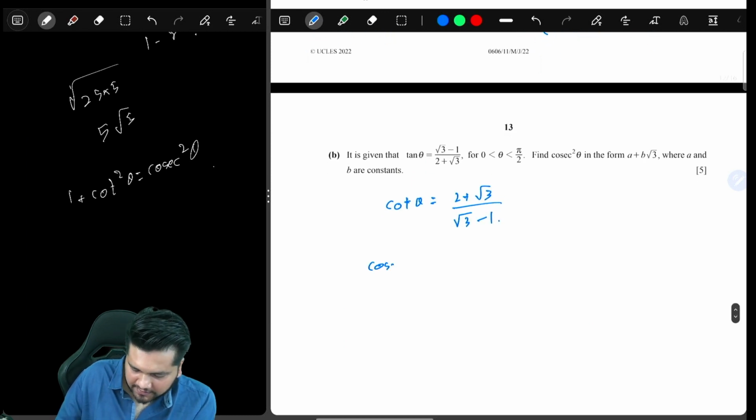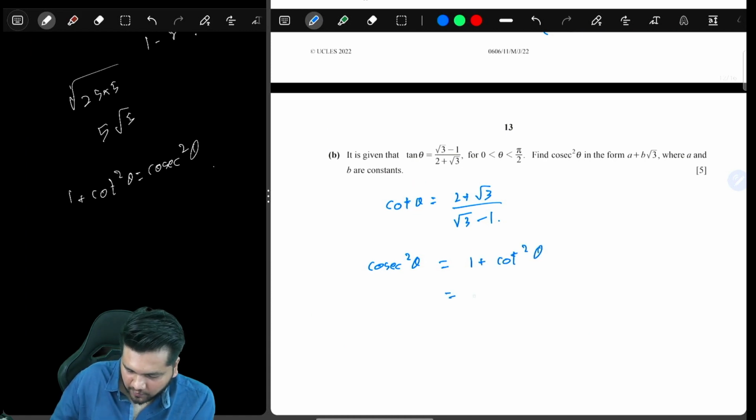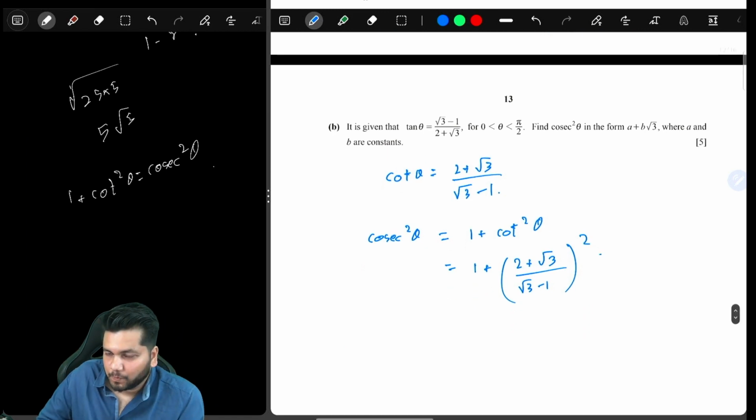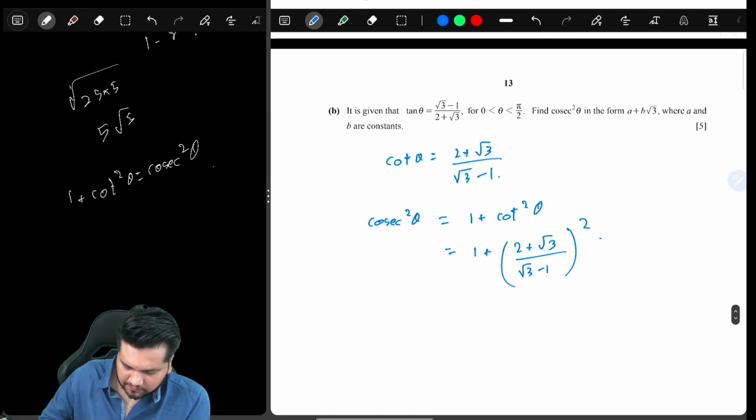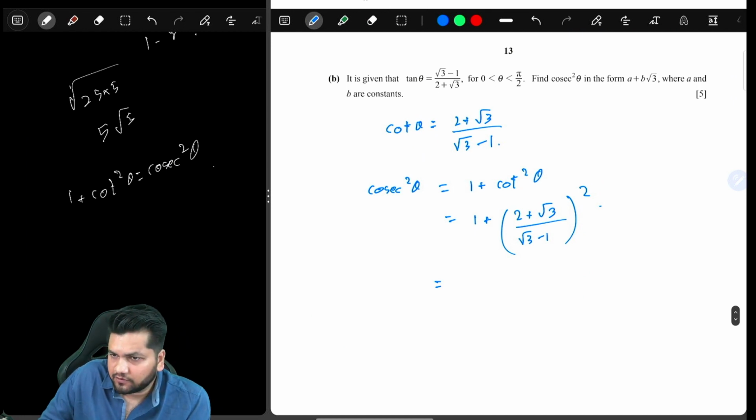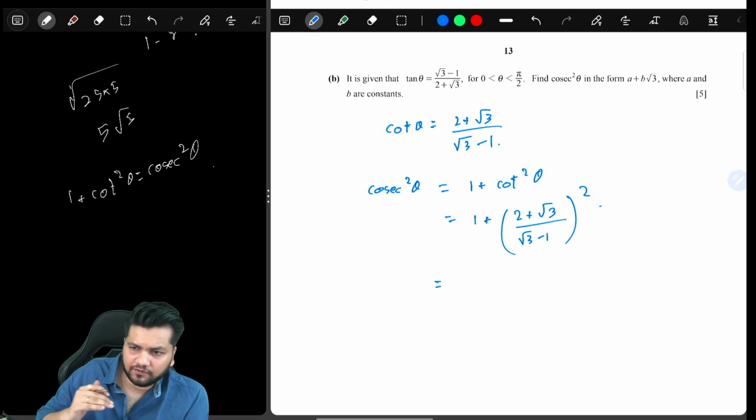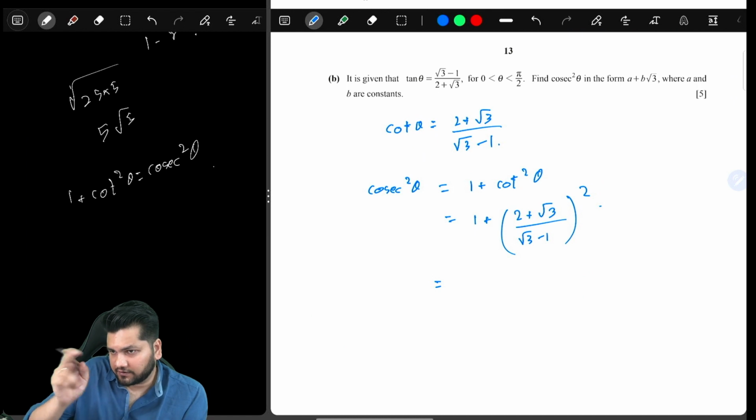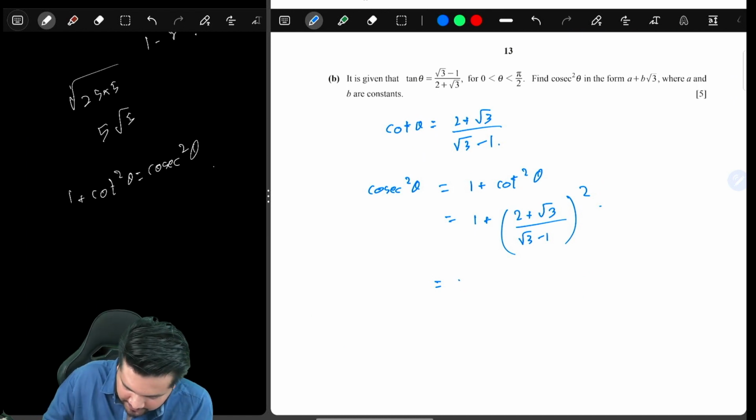Now cosec square theta is 1 plus cot square theta. So here it's going to be 1 plus 2 plus root 3 upon root 3 minus 1 whole square, right? Now, this is all indices, so you'll have to solve it. And they are looking for cosec square theta only. So we'll have to solve it, and then we'll have to rationalize to get into the form of a plus b root 3.